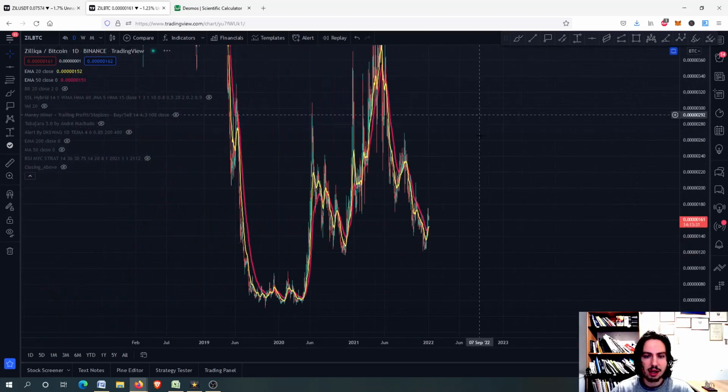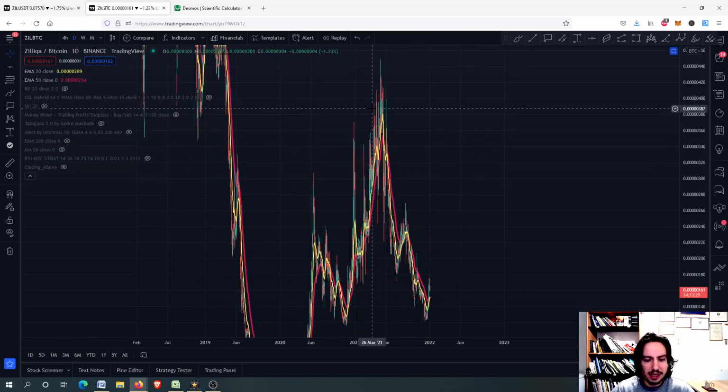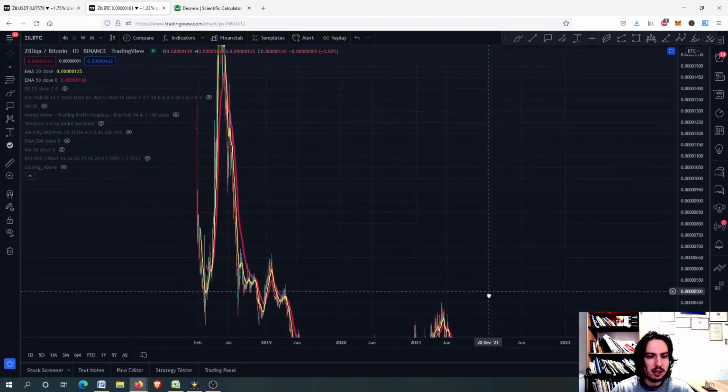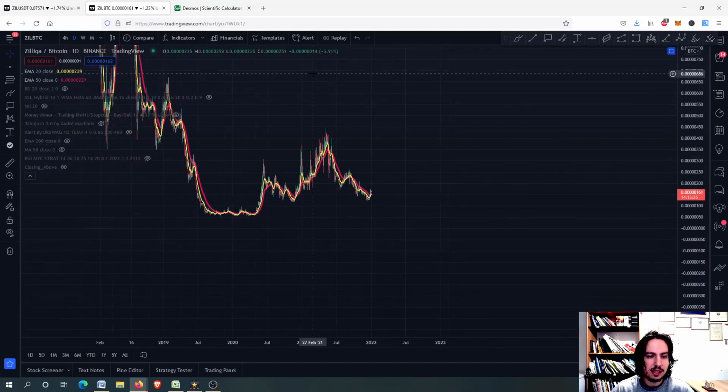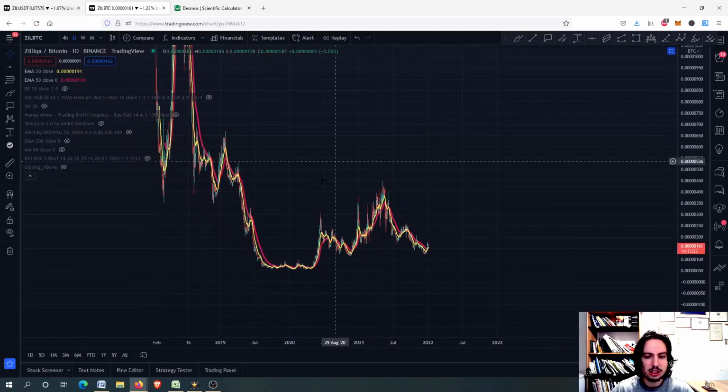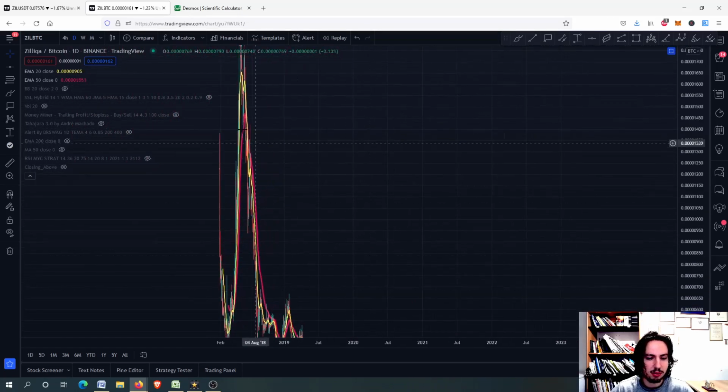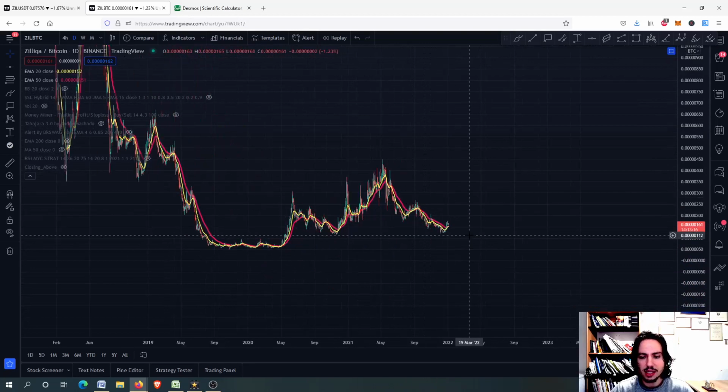However, right now, we are waiting to see. For ZIL against Bitcoin, this chart is not even near the top. You can see what we did back in May 2018. So we are at the very bottoms for ZIL against Bitcoin as well.